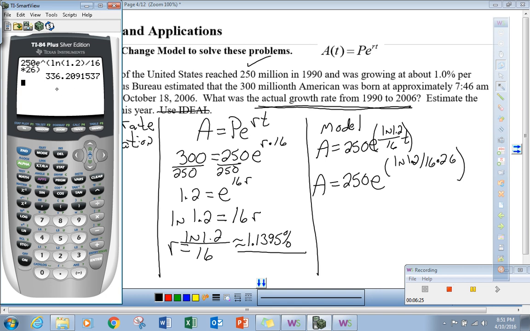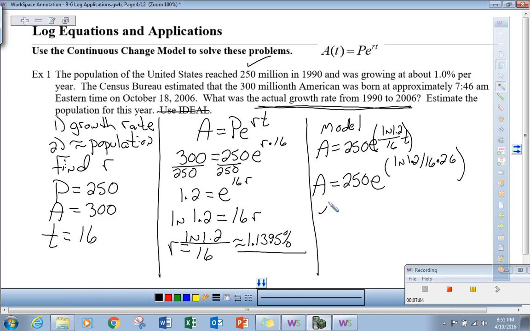Remember this number here in a second, because as soon as I touch my screen, it's going to hide my calculator. But it looks like my population in the year, let me put that A since that's what we used, the amount of people in 2016 is going to be approximately, what was that number? 336.2 million.